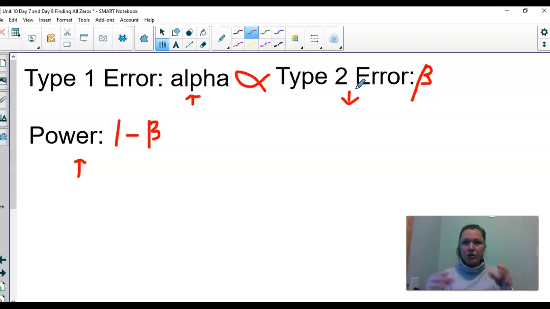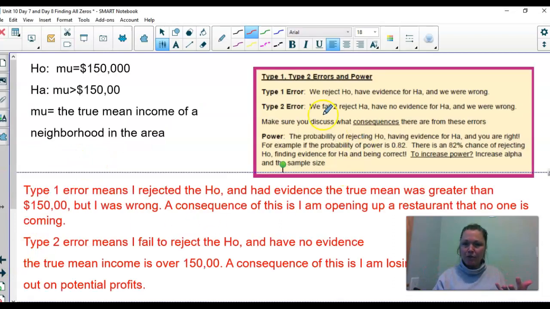Don't read too much into it. Don't think too much about it. Just make sure that you have the definitions down, okay? You can talk about it in context. You know how to increase the power, okay? And you know that the type 1 error and the type 2 error have an inverse relationship, meaning if one goes up, the other goes down.